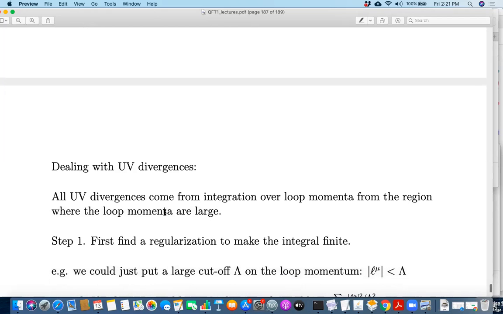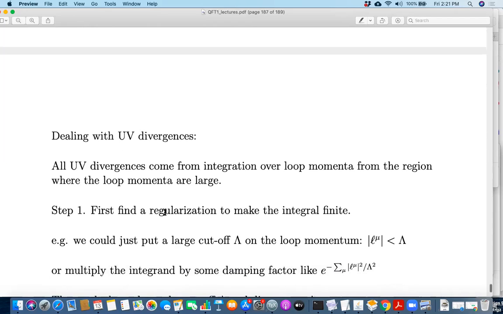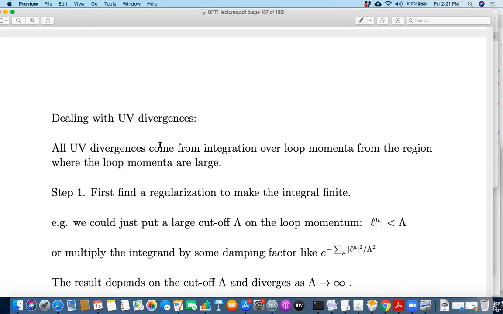Now I am going to give a 1-page summary of what exactly one means by renormalization. Although just by looking at the summary, you will probably not really get a grasp of what is going on, but as I said, if you take the second course in quantum field theory, you will learn this in more detail. So, as I have said, all ultraviolet divergences actually come from integration over loop momenta from the region where the loop momenta are large.